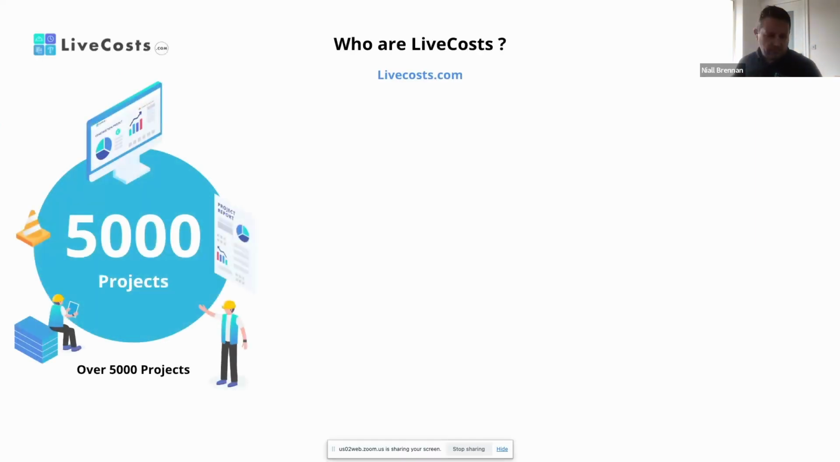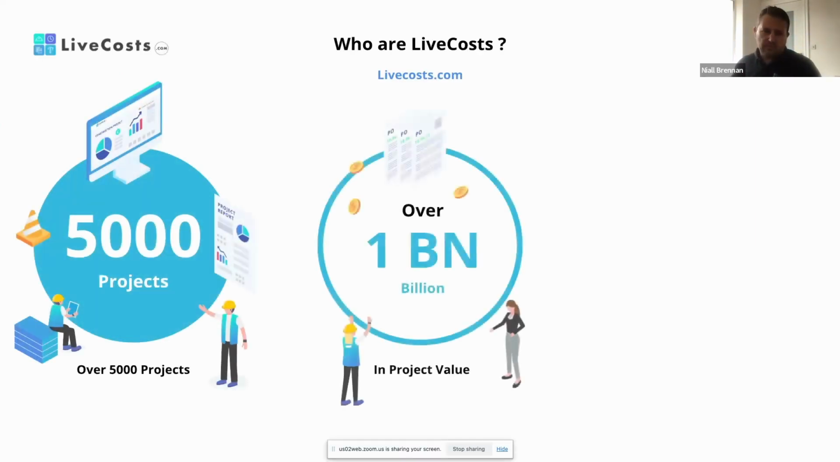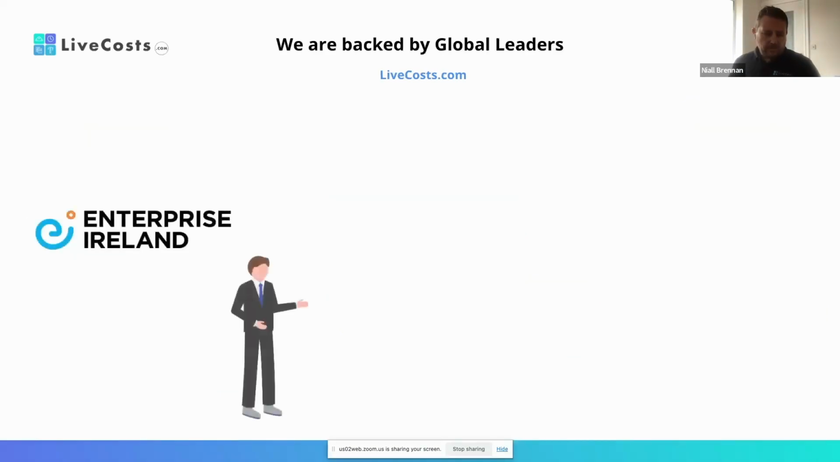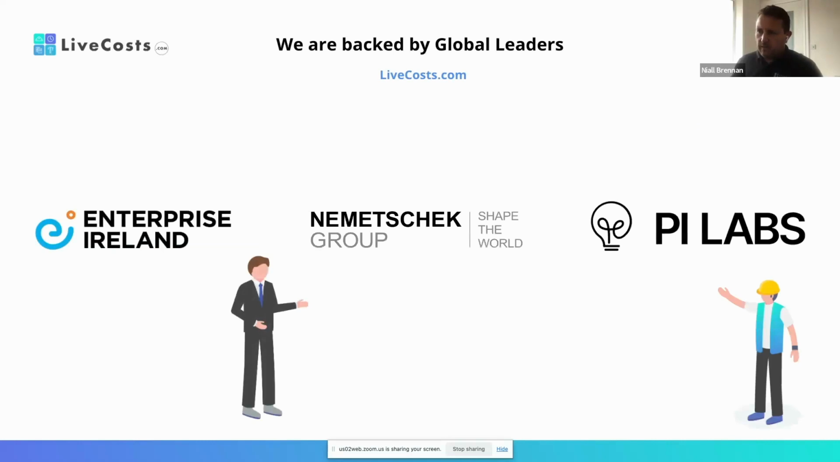LiveCosts currently tracks about 5,000 projects to the tune of around $1 billion in project value. So we are in about 5 regions across the world, and we track all sorts of costs, including your material costs. We're backed by Enterprise Ireland and some global leaders in the investment space that help us to invest in the software and build the software for the future.